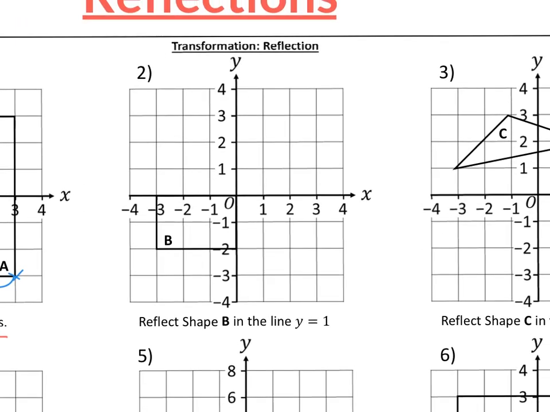Another example here, it says reflect shape B in the line y equals 1. Well, here's my y-axis, there's the number 1, so I'm going to draw a line across there, because that's the line y equals 1. I'm just going to do the same thing.